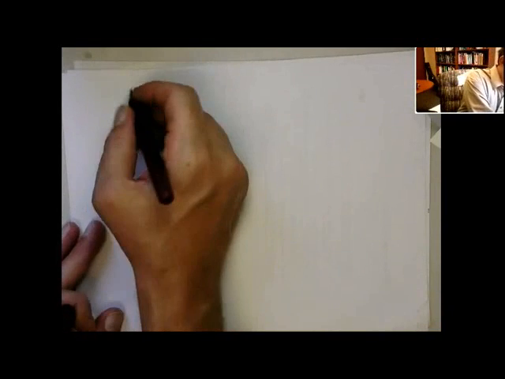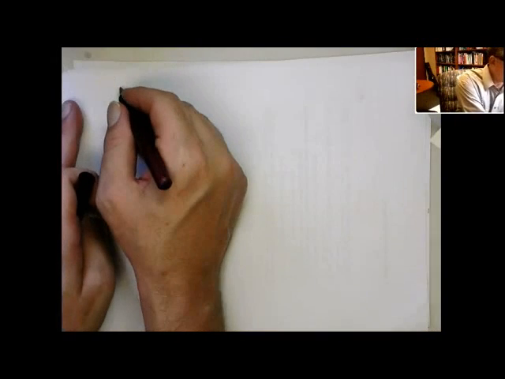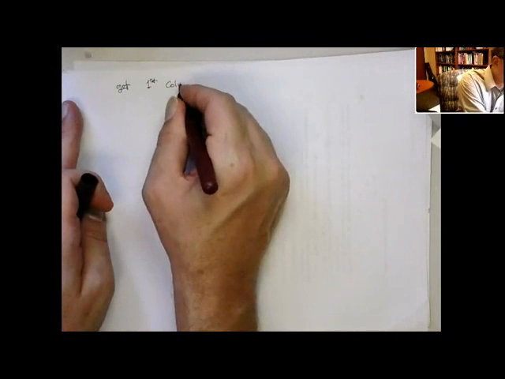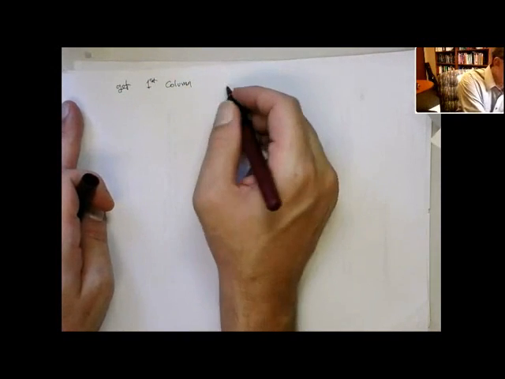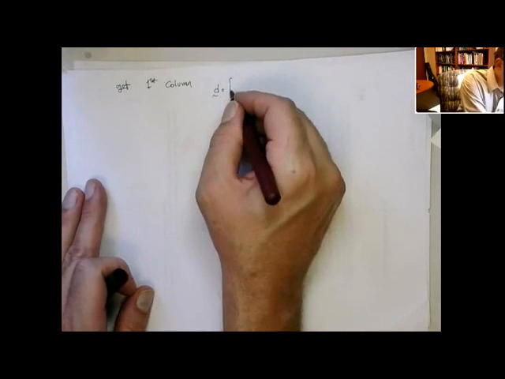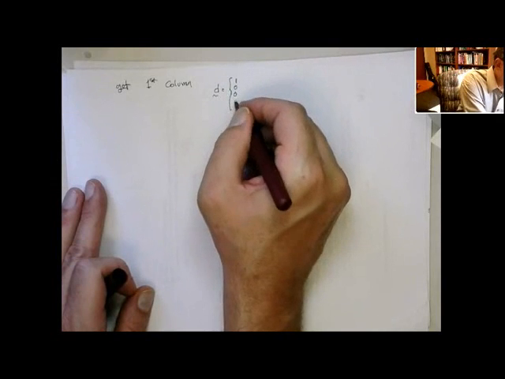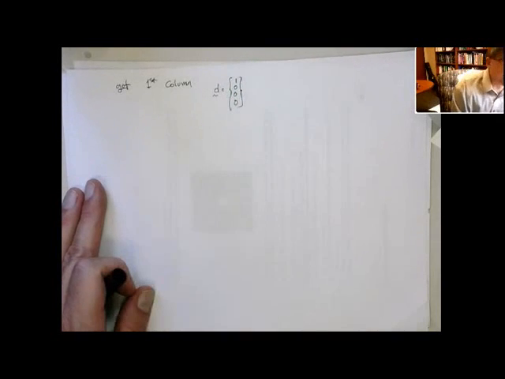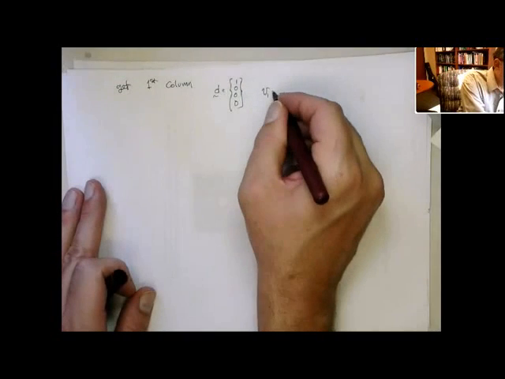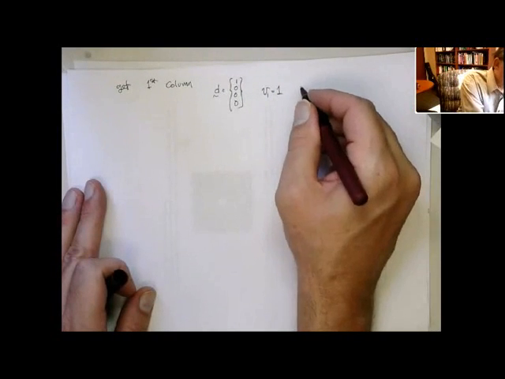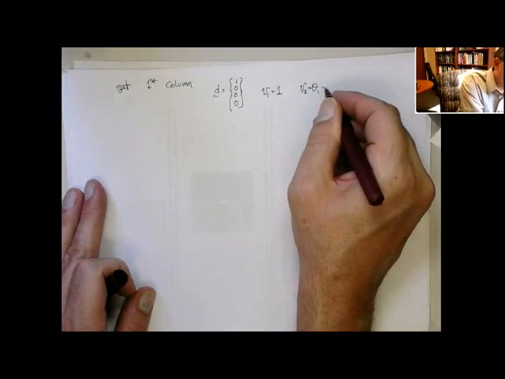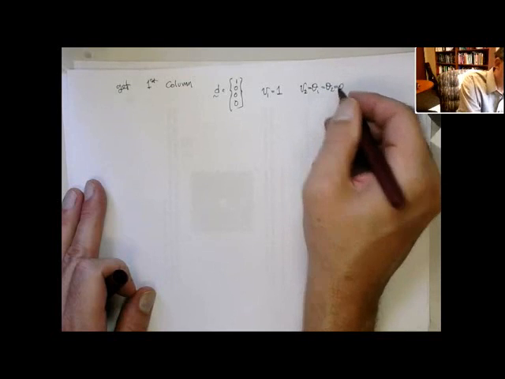So we want to get basically the first column. When I do that, I'm going to assume that the displacement vector is as follows: 1, 0, 0, 0, to extract that first column of the stiffness matrix. So this corresponds to the deflection at node 1 equal to 1, and then the deflection at node 2 equal to the rotation at node 1 equal to the rotation at node 2. All those other ones are 0.